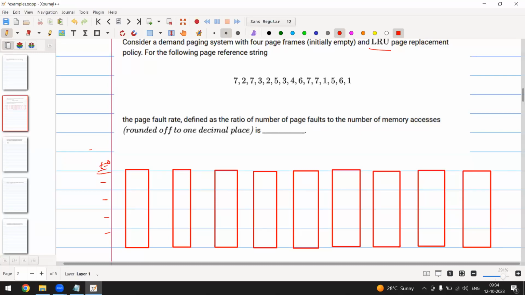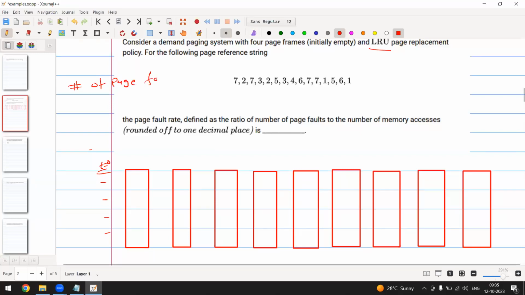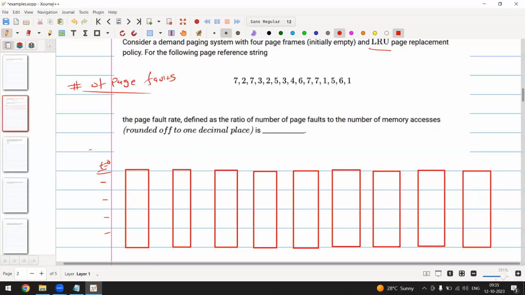We are using the LRU policy, as I discussed. The page reference string is given here. You have to determine the page fault rate, which is defined as the ratio of the number of page faults divided by the total number of memory accesses. So you have to find out the number of page faults divided by total references.